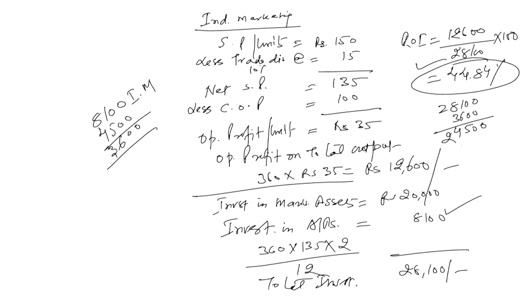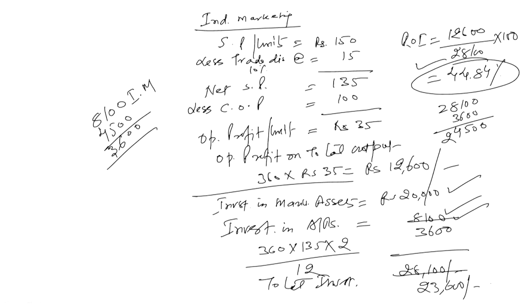So, how much additional investment are we making here, we have not counted for that. The final investment will be: the investment in the manufacturing asset is 20,000, and the investment in the accounts receivables is not 8,100, because 4,500 is already made in the first channel also. The additional investment we are making is only 3,600. So, this amount becomes 23,600.